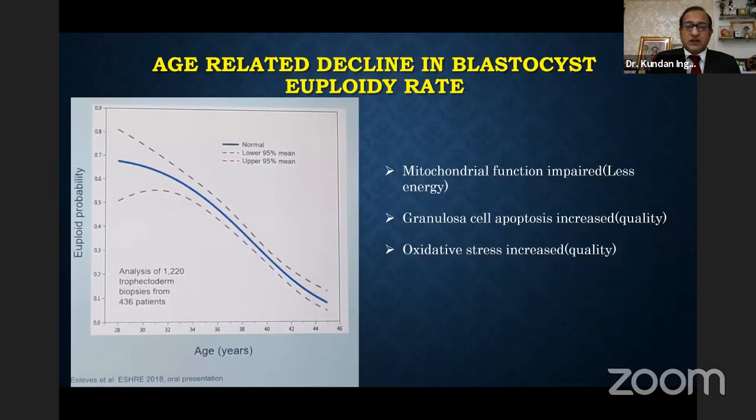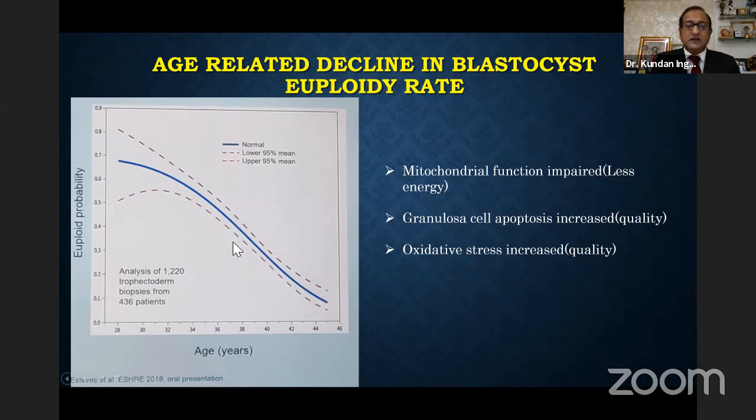Coming to the age-related decline in blastocyst euploidy rate. This was again by Dr. Steve. He has also demarcated that if you look at this line here, after 35 years of age, there is a significant decline in the formation of blastocysts which are euploid.